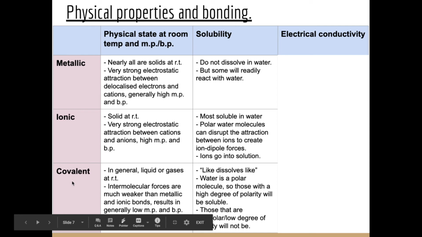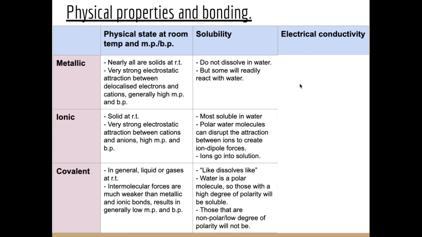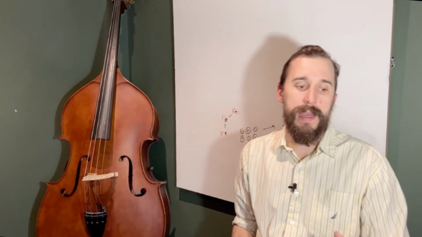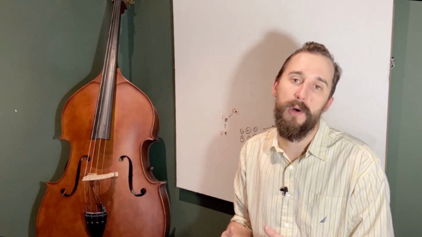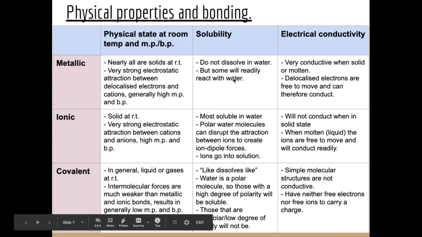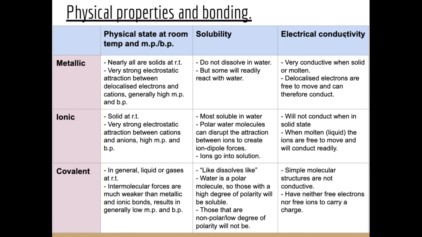For our covalent molecules, this is something we're going to look at in more detail further down the track, but for the solubility, you can remember it based on this: like dissolves like. Water is a polar molecule, so those with a high degree of polarity will be soluble. Those that are non-polar or have a low degree of polarity will not be soluble. So polar things will dissolve polar things, non-polar things will dissolve non-polar things. Like dissolves like. But like I say, that's something we're going to revisit in a few lessons' time. Finally, electrical conductivity, the ability for each of these substances to conduct electricity.